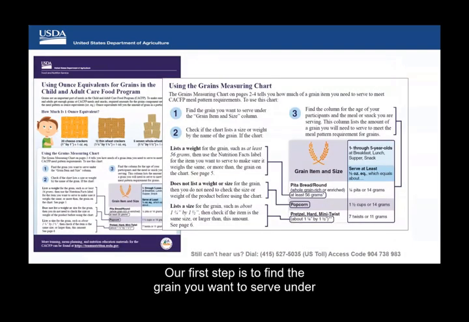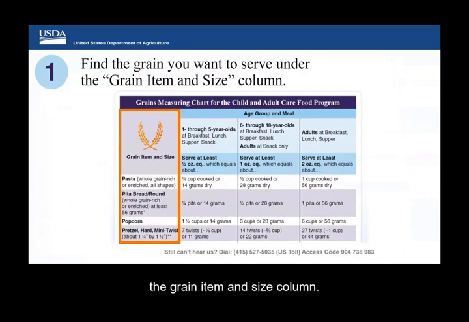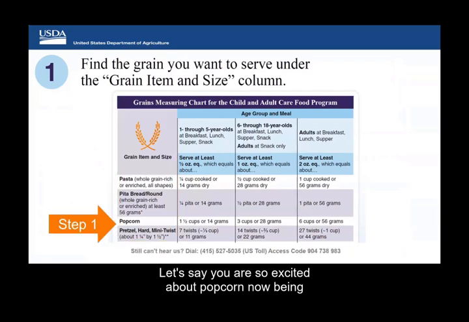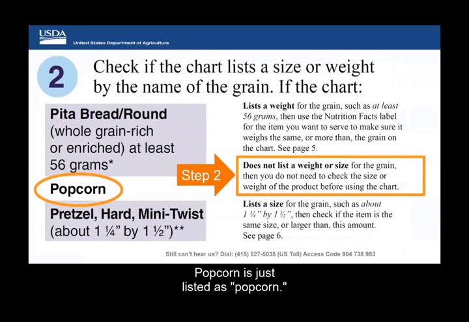Our first step is to find the grain you want to serve under the grain item and size column. So let's say you're so excited about popcorn now being creditable, so you want to serve it as snacks to your 5-year-olds at your child care site. You find popcorn in your chart, and that's what that arrow is pointing to, that row that says popcorn. After you find the item you want to serve, check and see if the chart lists the size or weight by the name of the grain item. Popcorn is just listed as popcorn. There's no size next to it. There's no weight listed next to it. So we don't need to do anything else. We don't need to see if it weighs a certain amount or if it's a certain size.